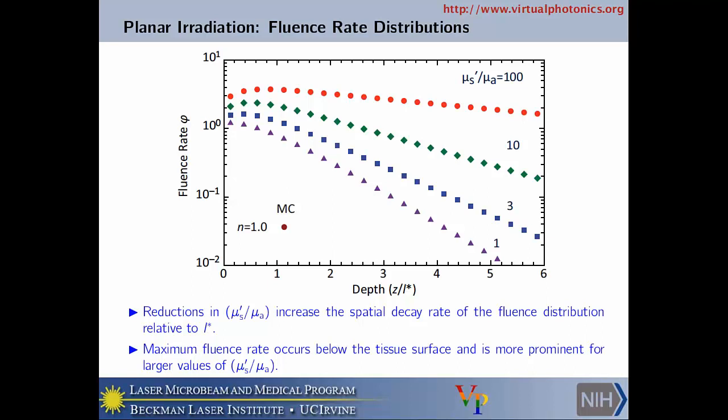You see that there's a stronger spatial decay as you increase absorption, which is not surprising. What's also interesting is that for high scattering, you actually see that the maximum fluence rate is not at the surface, it's slightly beneath the surface. Can anybody rationalize why that might be the case? Why might your peak fluence rate occur below the surface instead of at the surface?